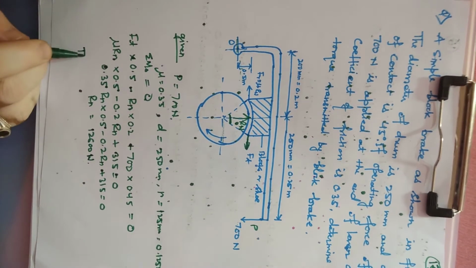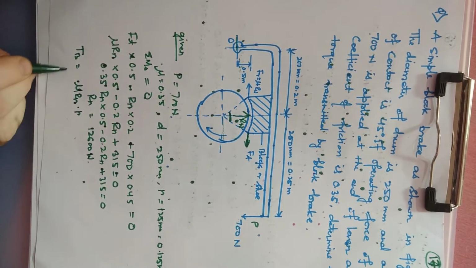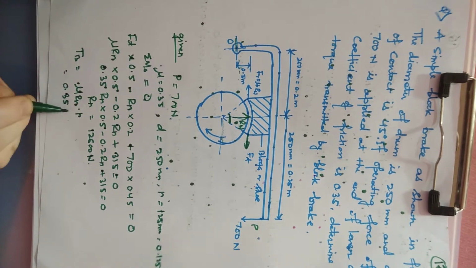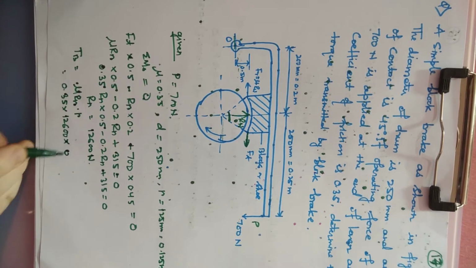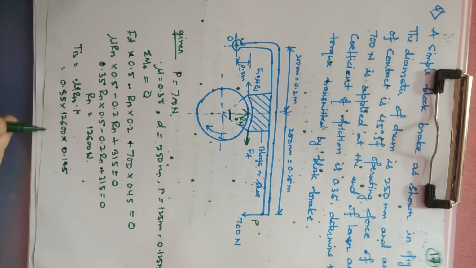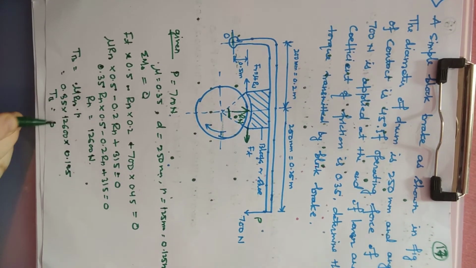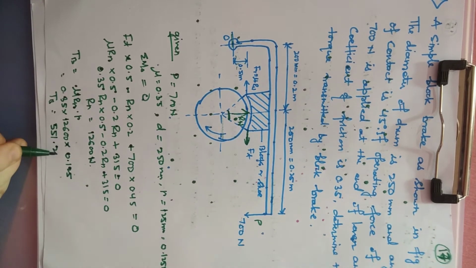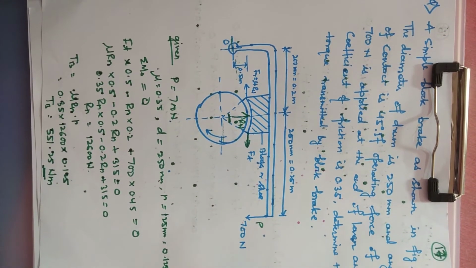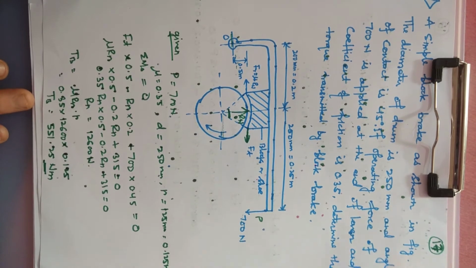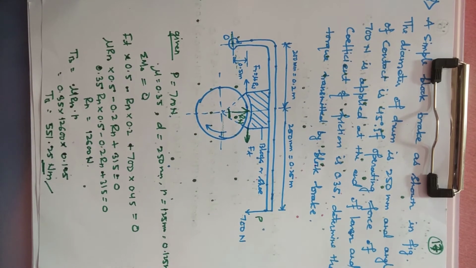Now the braking torque TB is equal to mu Rn into R. So 0.35 into 12600 into radius, which is 0.125, and when we calculate this, TB is equal to 551.25 Newton meter. So this is the answer for this question. The answer will be TB is equal to 551.25 Newton meter.